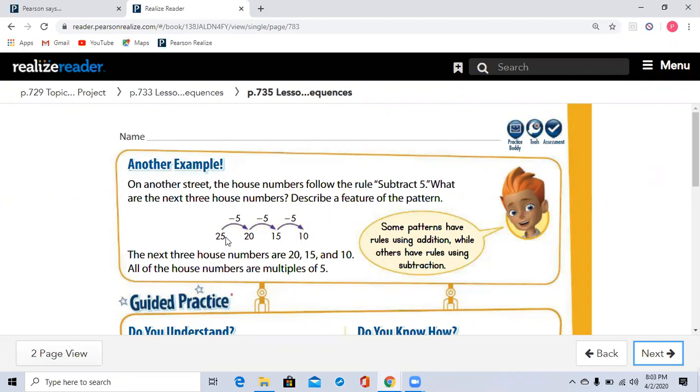So when we start at number 25, we know we have to deduct 5 each time. So 25 minus 5 will give me the answer 20. 20 minus 5 will give me the answer 15. 15 minus 5 gives me the answer 10. 10 minus 5 gives me the answer 5. And the pattern will continue. So the next 3 house numbers are 20, 15, and 10. All of the house numbers are multiples of 5 in this example.